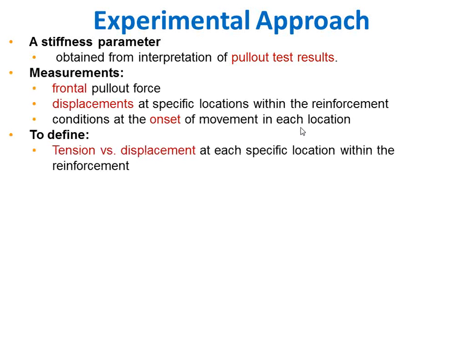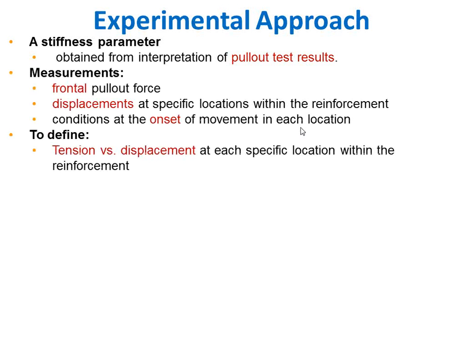So we're going to measure not only the frontal load, which is what we typically measure in a pullout test, but we're also going to look at displacements within the reinforcement. And to be very honest, that has been done in the past, but mainly with the purpose of defining whether you have reached pullout resistance or not. And the third thing that we're going to pay very important attention to is we're going to monitor the displacement within the reinforcement at different points, but we will pay particular attention to the point of onset of displacement.